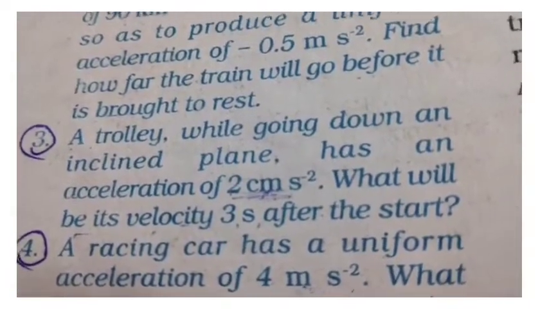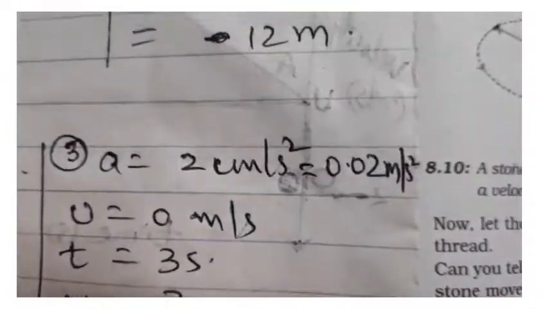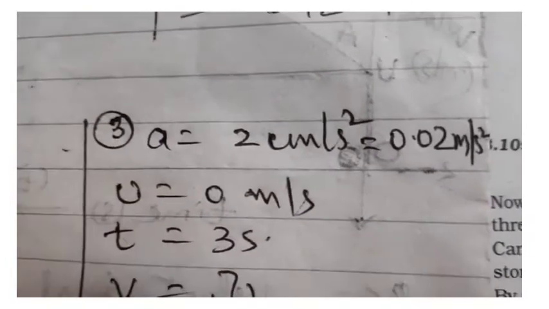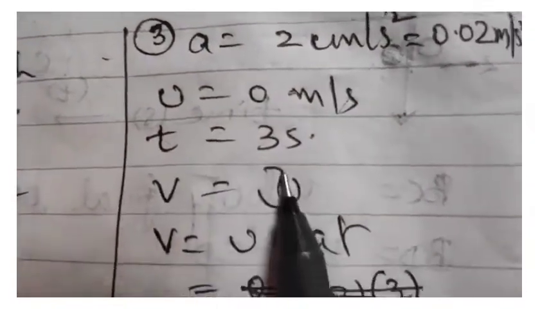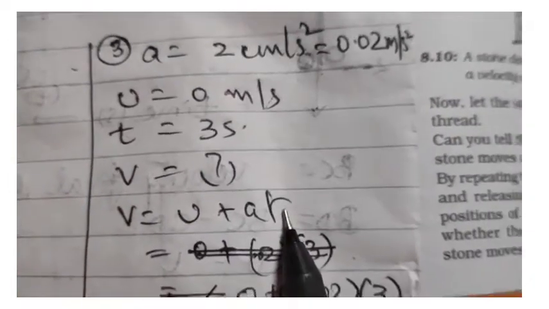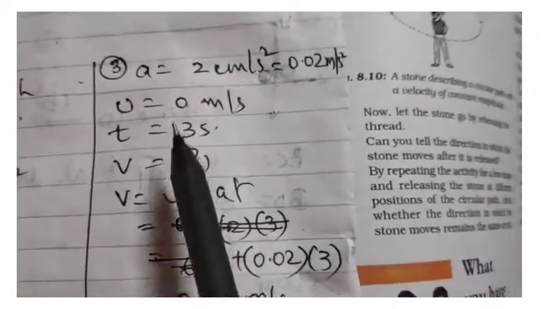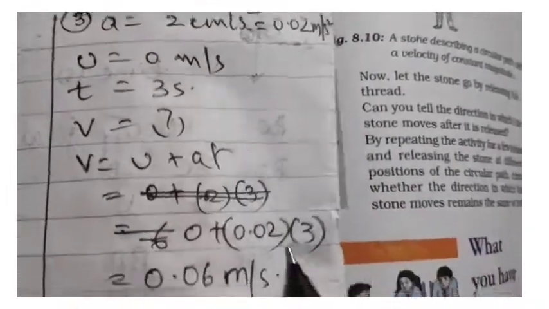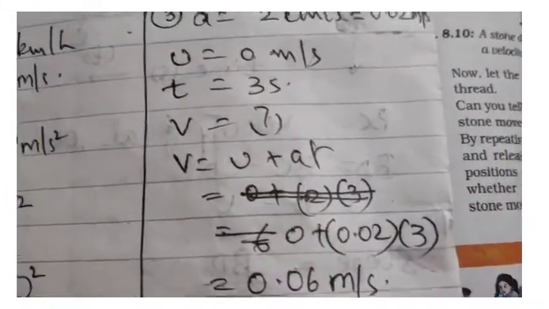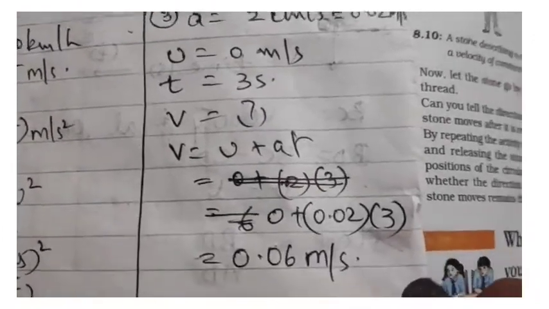Final velocity is asked. So here you have it. 2 centimeter per second square will become 0.02 meter per second square. U, the initial velocity, is 0. Time is 3 seconds. V is equal to U plus AT. So substitute 0 plus A value is 0.02 into time is 3. So it will become 0.06 meter per second. Clear till here?